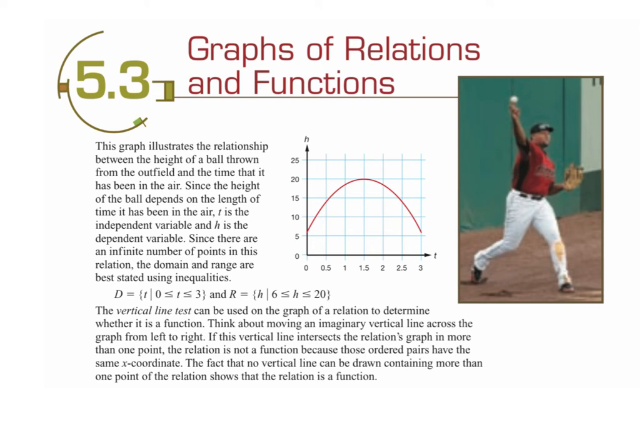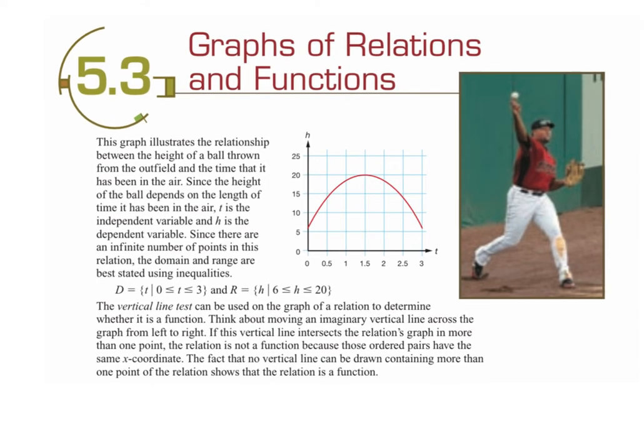Graphs illustrate relationships between two different things. One way to graph a relation is to put it on an actual coordinate plane. In this case, they are showing us the relationship between a ball thrown from the outfield and the time it has been in the air. You can see that the height depends on how long it's been in the air. It starts where the player threw it, about the height of his arm. It goes up, and then it comes back down, presumably when someone catches it.